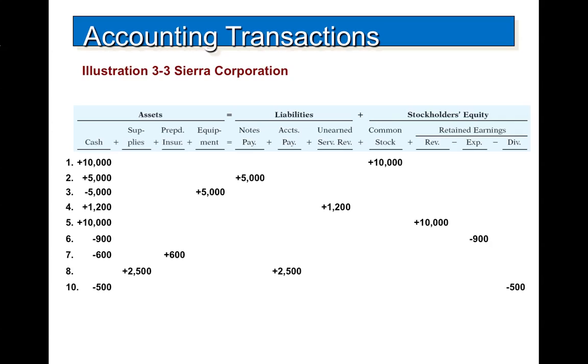When you are using the accounts, make sure you use proper account titles. We've kind of started using them already when we talk about cash and supplies and prepaid insurance. We're not going to say paid cash or received cash. We're just going to say cash or supplies.